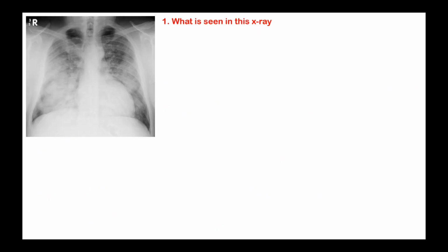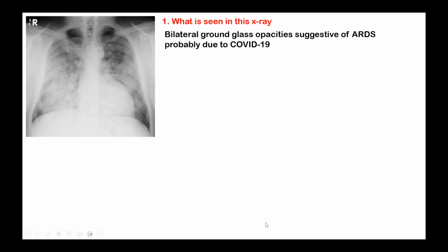What is seen in this X-ray? Bat wing appearance, pulmonary edema. Pulmonary edema, sir. Bat wing. Possibly, but bilateral ground glass opacity suggests probably COVID-19. Again, there is a popular rumor that COVID is coming back, less virulently. The reason may include this.